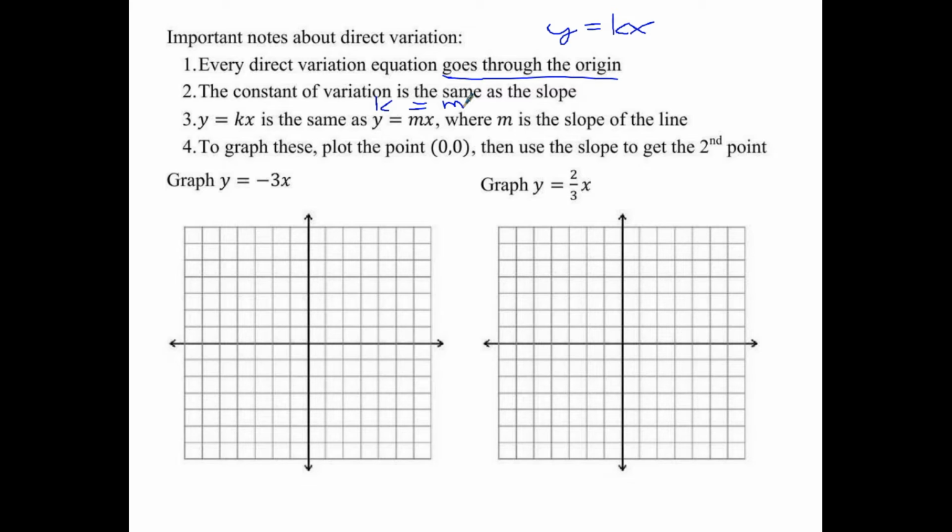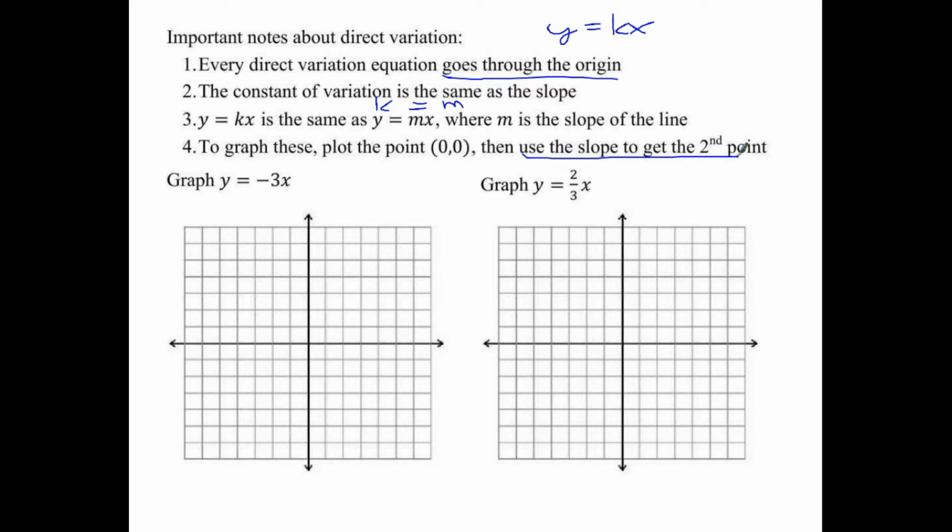So to graph these, it's actually pretty easy to do. What you do is you plot the point 0, 0. So the origin is one of the points on our line. And then you use the slope to get the second point. The slope is the same as the constant of variation. It's the number that's attached to the x. It tells you a rise over run. So you just do a rise, and then you run, and then you put a dot. You do a rise and a run, and you put another dot. A rise and a run, you put another dot. Now you've got a whole bunch of dots, you can draw a line.